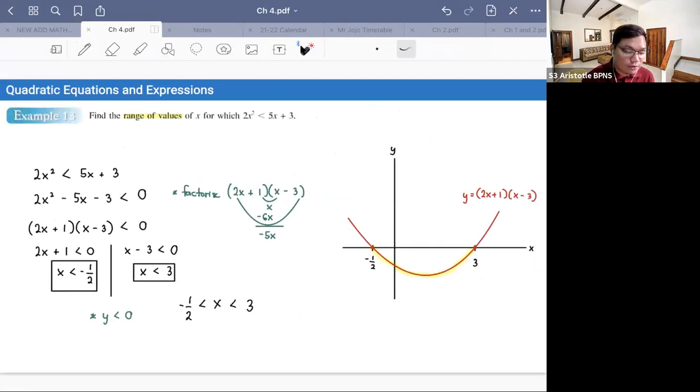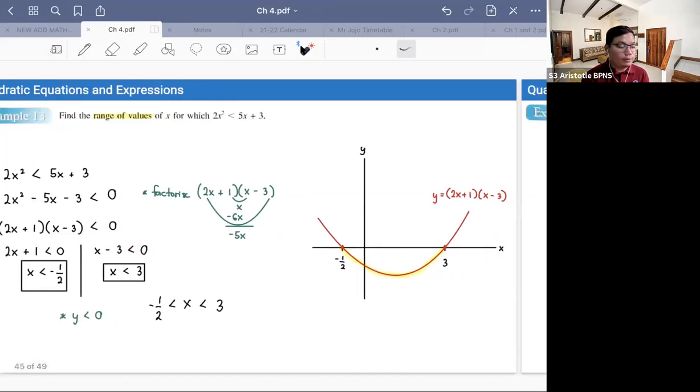That's why you have this curve, and then you have this negative 1 half and this 3 here. And take note, class, that y is less than 0. If y is less than 0, the range of solutions are only here, below the x-axis. That's why I highlighted this in yellow. That's it, but you don't have to sketch the graph. Let's have one more example.